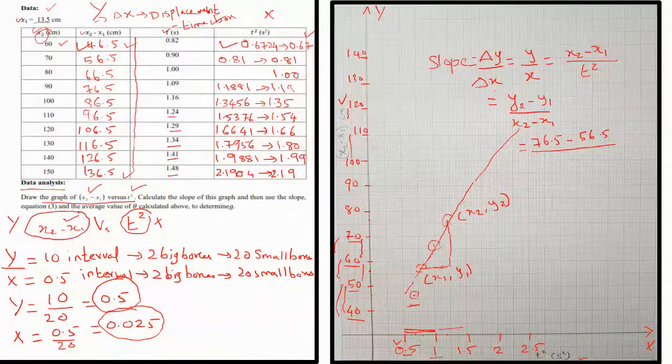So corresponding y2, what is your x2 value for this? You can see the table, for 76.5. What is my y-axis value? 1.19. Very good. So 1.19.